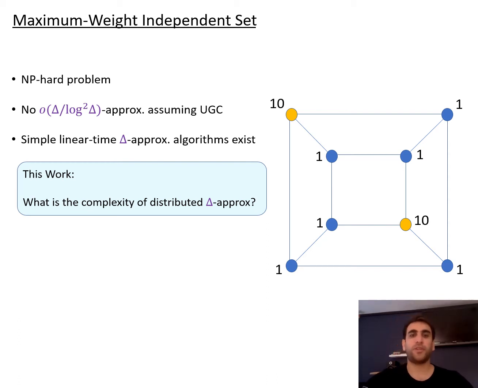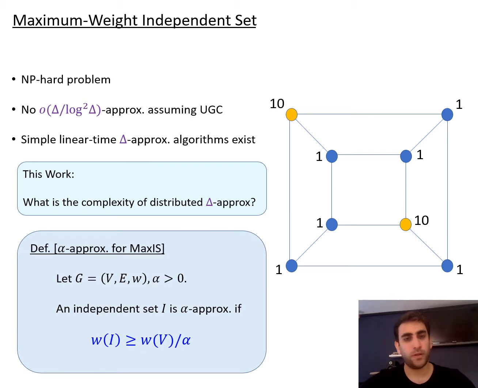Okay, so before we dive into the details of our work, let me just clarify what we mean by approximation. Given an input graph G with set of nodes V, set of edges E, and a non-negative weight function W, and some positive number alpha, we say that an independent set I is an alpha approximation to maximum weight independent set in G if the total weight of nodes in I is at least the total weight of nodes in the graph over alpha. So we denote by W(I) the sum of weights of nodes in I, and we denote by W(V) the sum of weights of nodes in V.